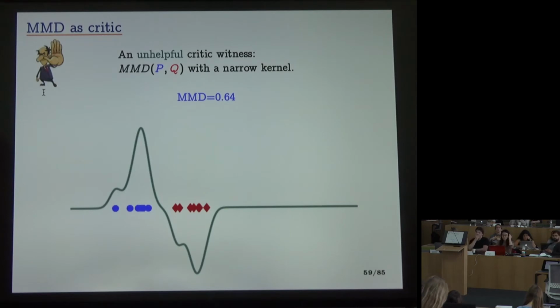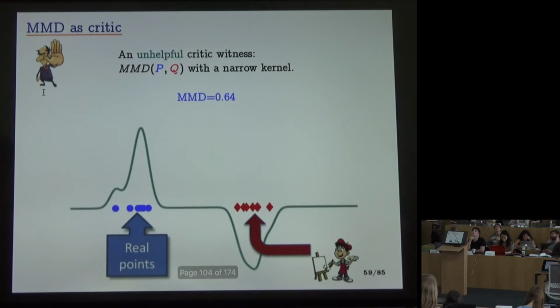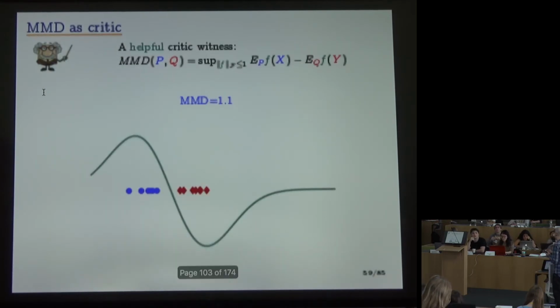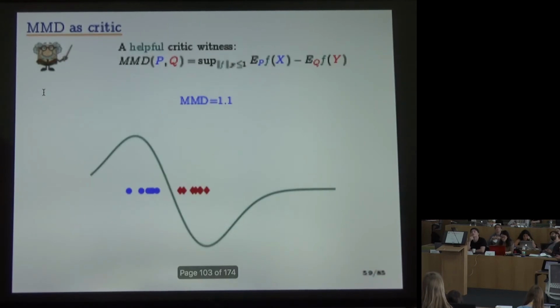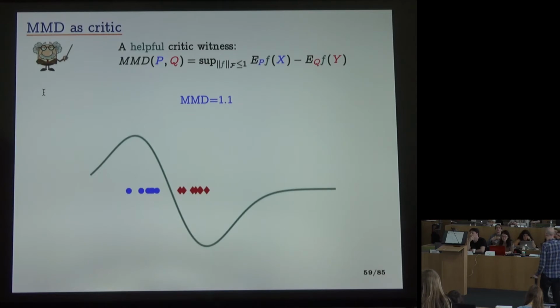So whether MMD is helpful or not, in fact, it's a little bit more subtle. It depends on if I've chosen a good kernel bandwidth. Okay? So here I've chosen too narrow a kernel. My MMD is an unhelpful critic. Here I've chosen a kernel which is broad enough. So here my MMD is a helpful critic. It's telling me when I'm getting closer. So MMD may or may not be a helpful critic, depending on whether I've chosen my bandwidth well or poorly for my problem.